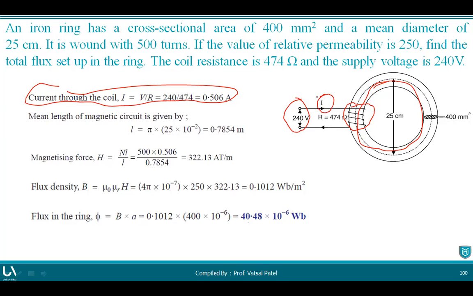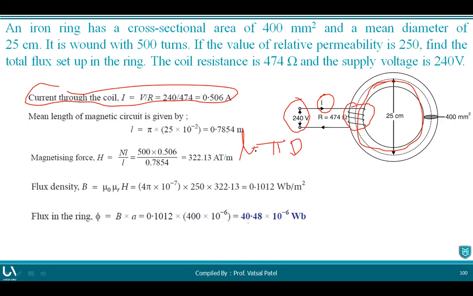Now we have to identify the mean length of the circumference, or the magnetic circuit, which is used here. As we have used an iron ring, we have to identify the mean length, and that's why we are using the equation pi into d.